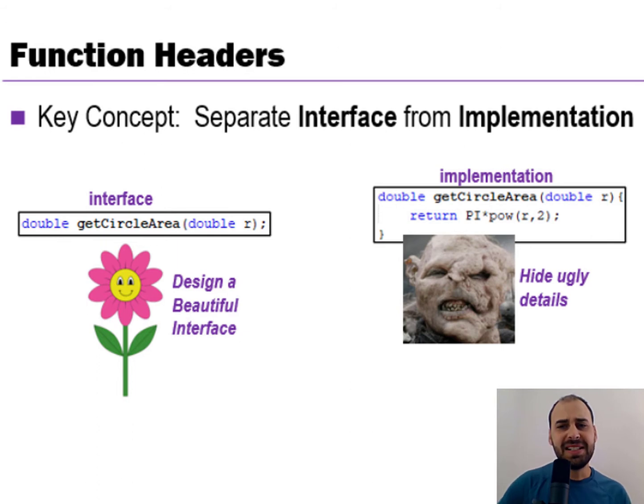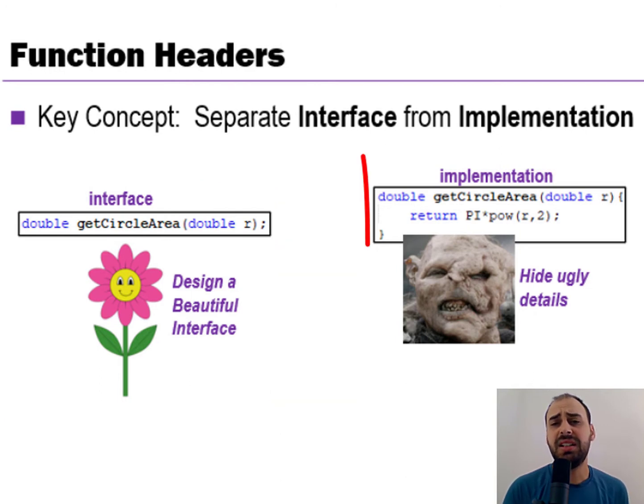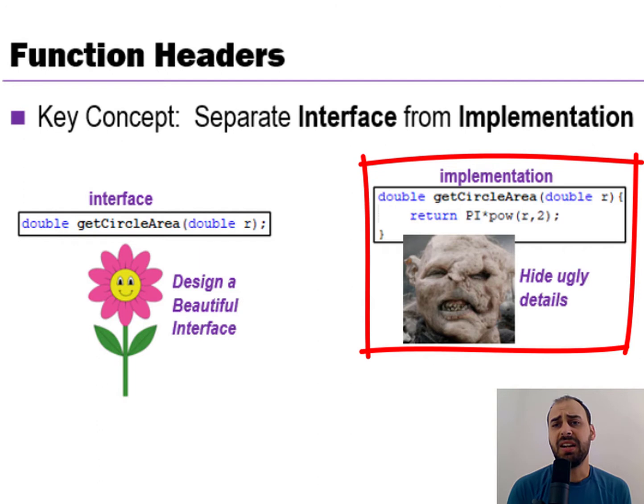I'm going to take a very simple function to illustrate this point of separating the interface from implementation. So the interface, this is something that we want to be beautiful. We want it to be simple. We want it to be easy to know how to use it. And it could be hiding ugly implementation details that are complicated, that can have some sophisticated math or logic.